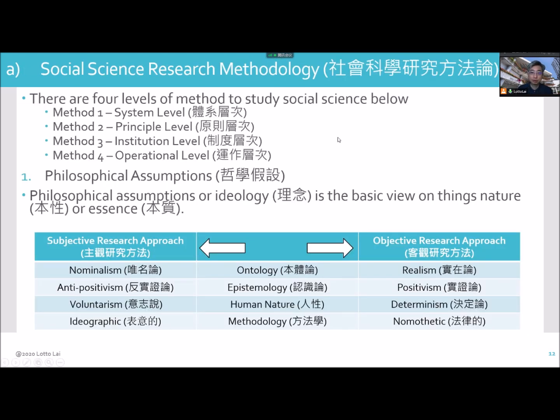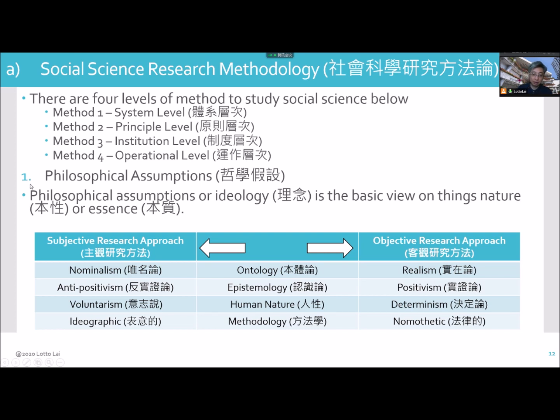So we say there are 4 levels of method to study social science. First level is the system level. Second, principle level. Third, institution level. Fourth is the operation level. I think it is similar to a society. It's similar to an organization, a small-sized society. So it's also useful for management research.